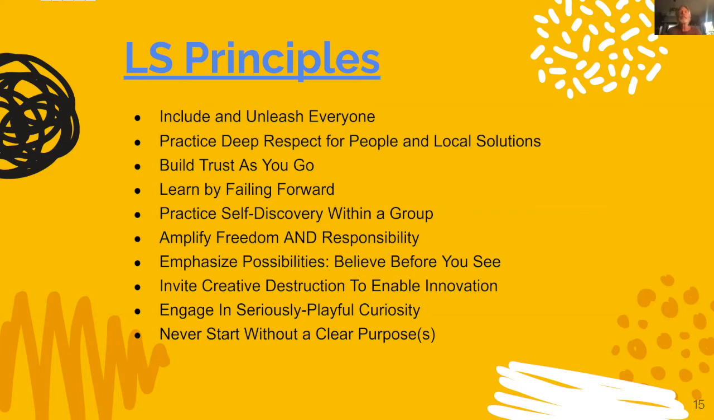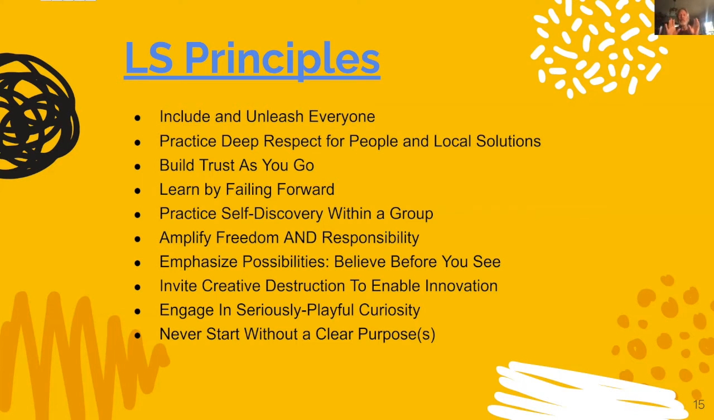Next slide. I won't spend much time on this, but these are the Liberating Structures principles. Basically, the idea is to unleash everyone, get every voice out there. And part of doing that is by building a deep respect for people and locally what they know that no one else knows that you want to harvest and pull out. In the middle, you see there, learn by failing forward. We'll probably do more of that failing today. And down at the bottom, never start without a clear purpose is sort of the launching point for today.